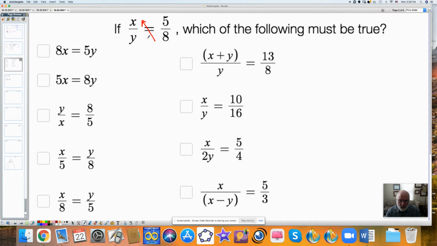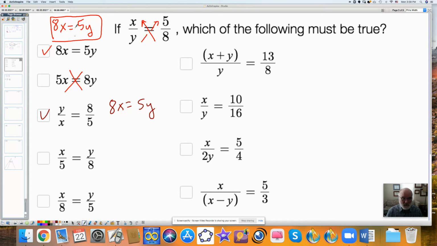We multiply the means, the y times 5, which is equal to the product of the extremes. So I get 8x is equal to 5y. And that's the equivalent of this. Any of these other expressions that look like that, they must be true. So the first one has to be true because it's the same thing. The second one is not the same, is it? So this does not work. The third one, well, let's multiply it out. 8 times x is equal to 5 times y. This works. This is the same.